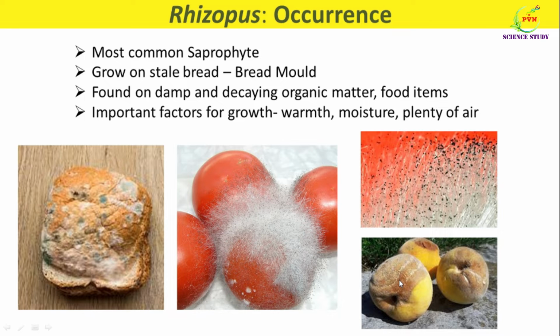The three most important factors for the luxuriant growth of the Rhizopus are warmth, moisture and plenty of air. If these factors are available, then the Rhizopus grows very quickly.